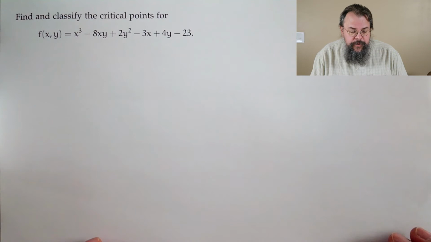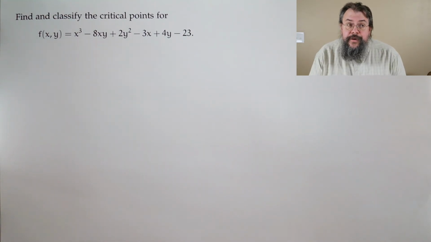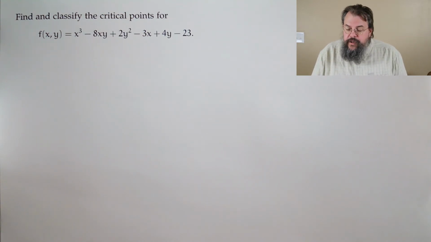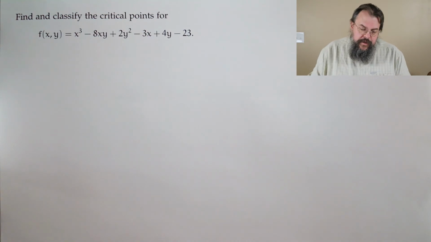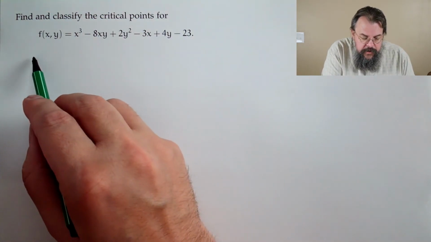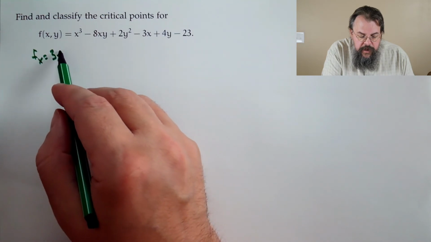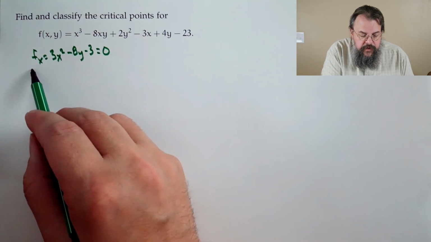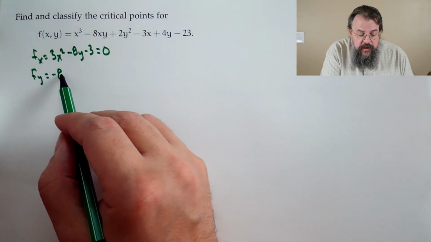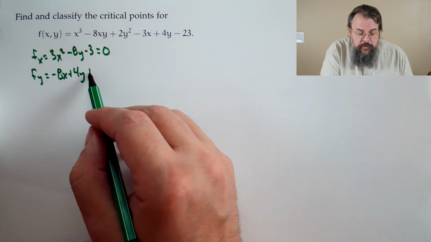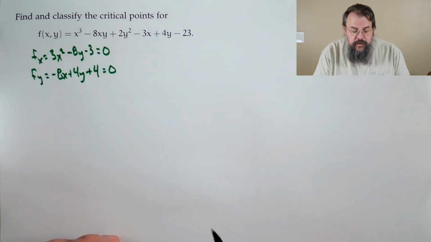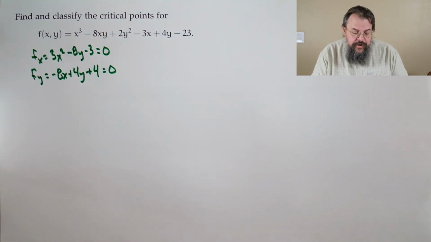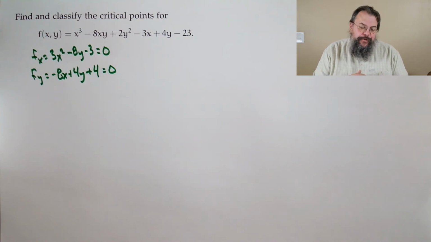Find and classify the critical points for the function x cubed minus 8xy plus 2y squared minus 3x plus 4y minus 23. All right, well, let's start. All right, fx is 3x squared minus 8y minus 3 equals 0. fy is minus 8x plus 4y plus 4. Oh, wow. Oh, that's so much cleaner. Wow, this is the one we've been waiting for, right? Okay, well, what can we do?